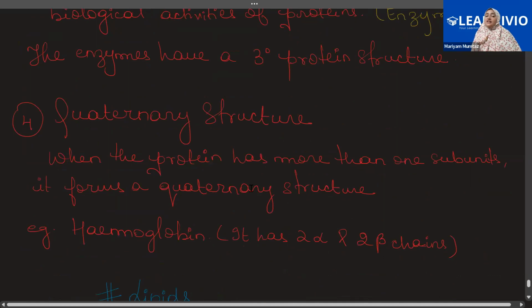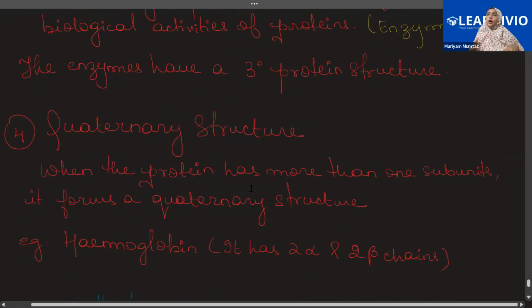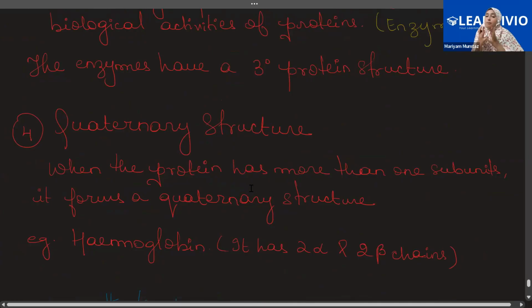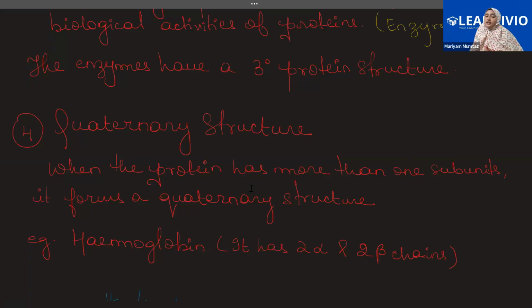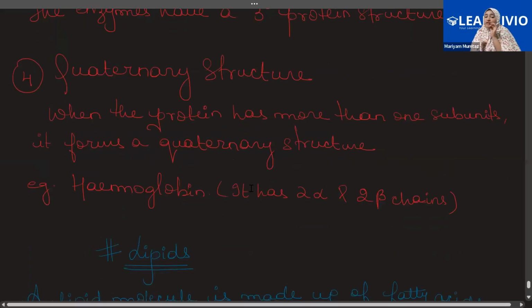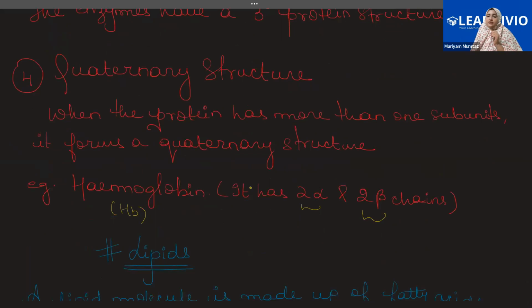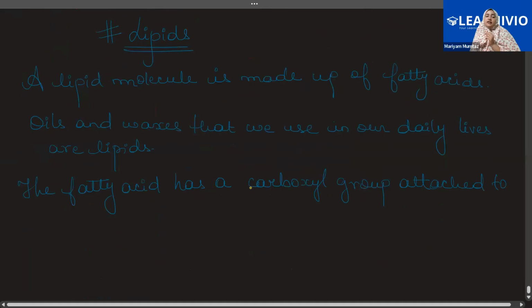When the protein has more than one subunit, meaning when one protein is a compound of several smaller units, we'll call it a quaternary structure. For example, hemoglobin has 2 alpha units and 2 beta units. So all in all, they have 4 subunits. So we say that hemoglobin has a quaternary structure. Clear, students? Yes, ma'am. The structures of proteins are clear to you all? Yes, ma'am.